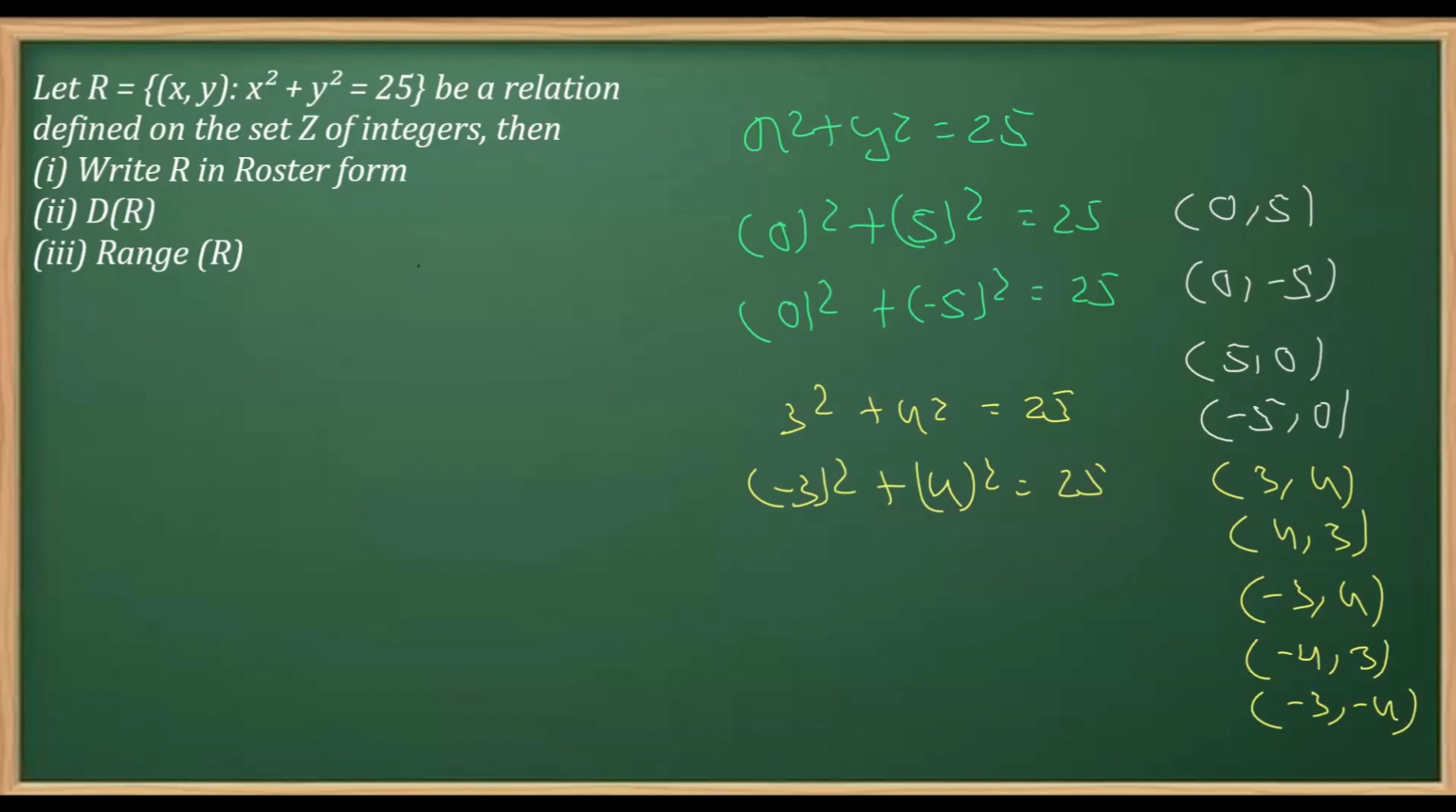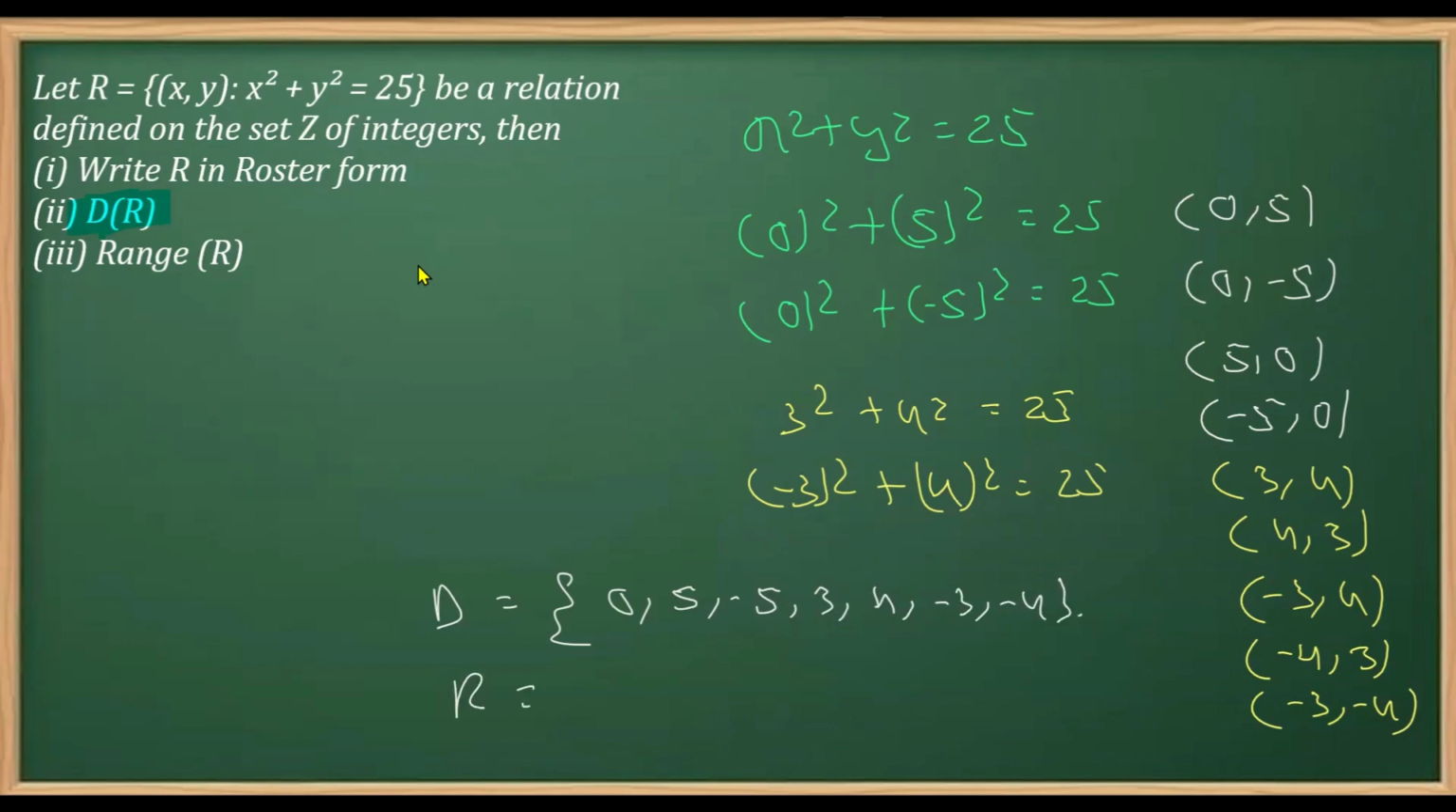So now if I talk about the domain, let's check for the domain. Domain is the set of all first values, right? The first number in the ordered pair. So the domain, which is actually a set, you know that. I can see from here, if I keep writing, this is 0, then we have 5, minus 5, we have 3, 4, minus 3, minus 4.